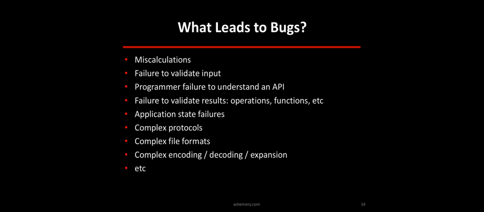Okay, so what leads to bugs? There are many different things that could lead to a bug. Miscalculations, for example: a developer is copying some data from one source to another, and the source he's copying from has data bigger than the destination, which will lead to some overflow, which is what we are going to be covering in this course.